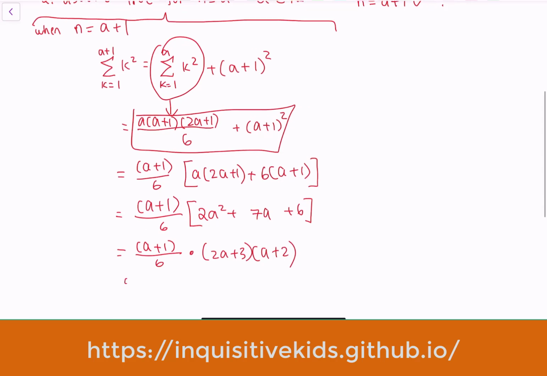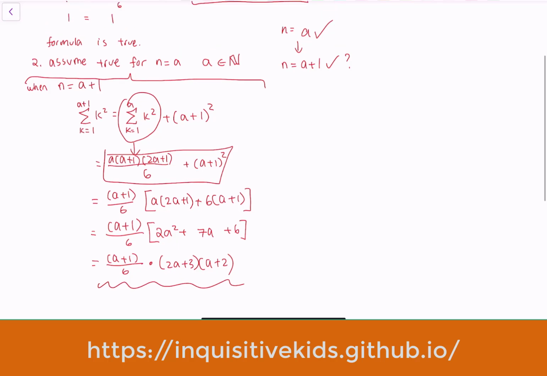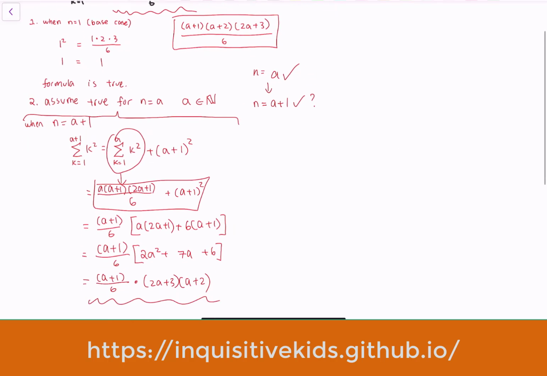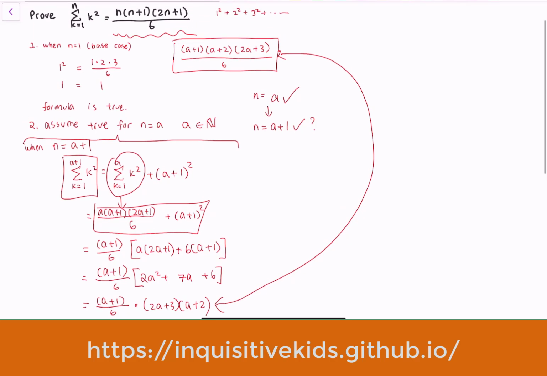So now let's compare what we have to our supposed end goal. We can see that they are exactly the same, which means that we have simplified our original sigma notation when n is equal to a plus 1 into the format of our formula, n times n plus 1 times 2n plus 1 over 6.